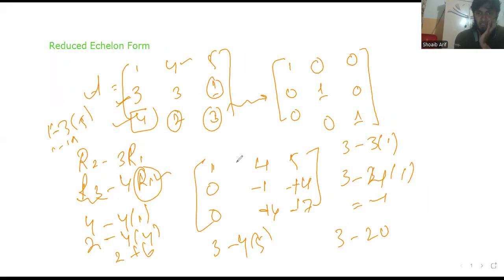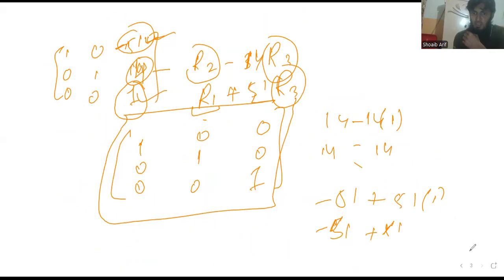Okay, this is the matrix, and we had a task to convert this matrix into this form, and this is the reduced echelon form. So we converted it into reduced echelon form. So this is the reduced echelon form of the given matrix.